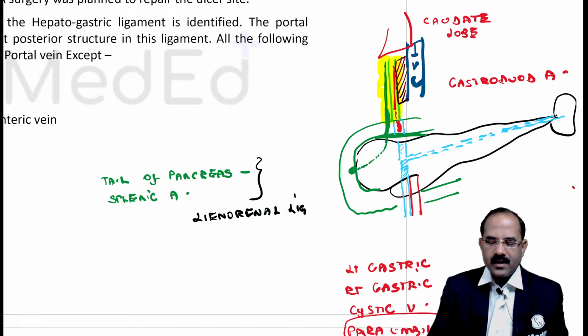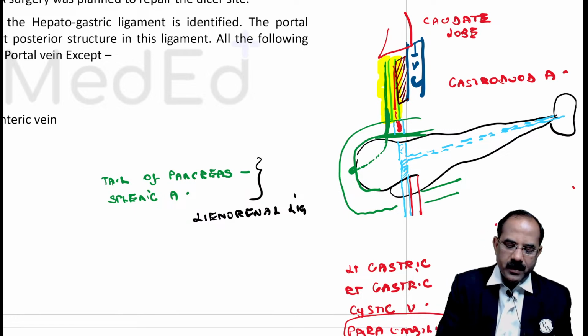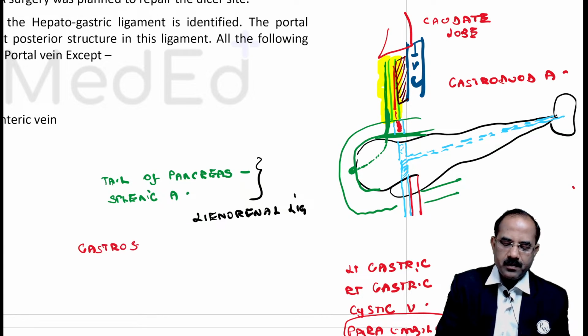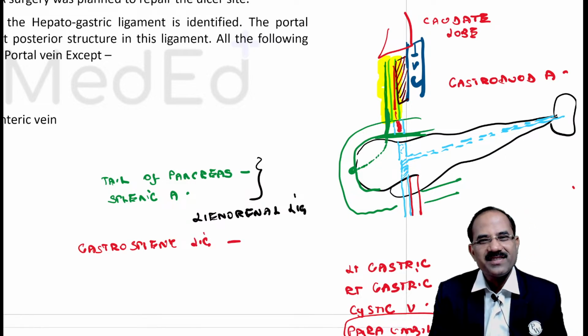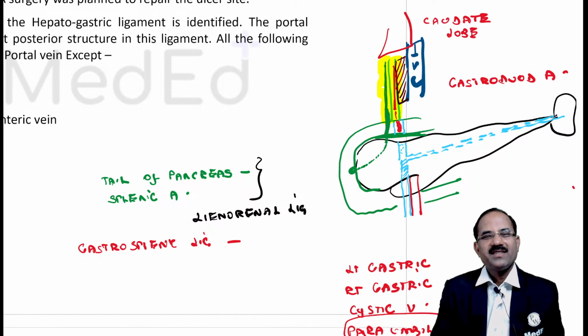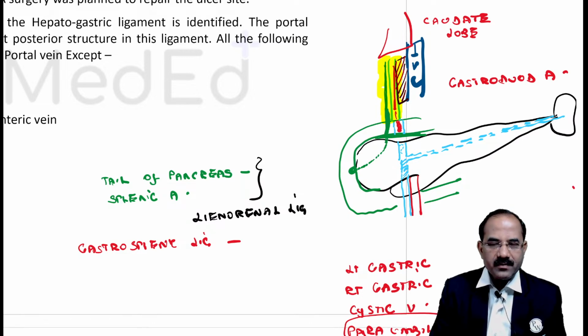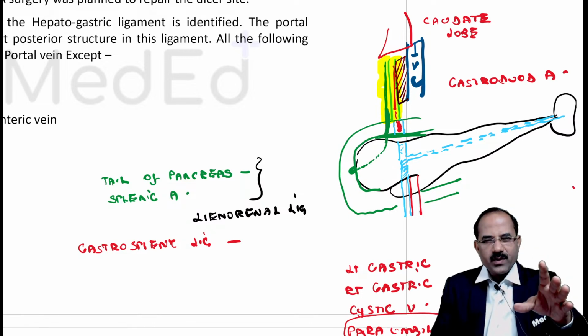ठीक है. Now, which is the other ligament of the spleen? Other ligament of the spleen is gastrosplenic ligament. Any guesses? Gastrosplenic. What lies in this? What lies in the gastrosplenic ligament? Come on, students, tell me. What lies in the gastrosplenic ligament? अब कैसे याद रखोगे इसको? How do you remember this?